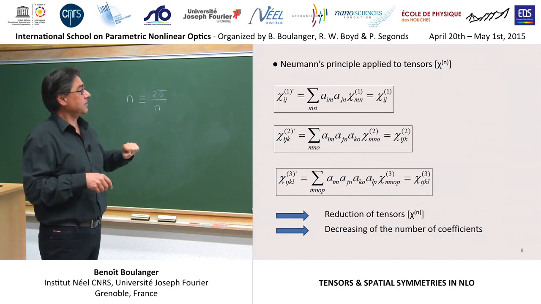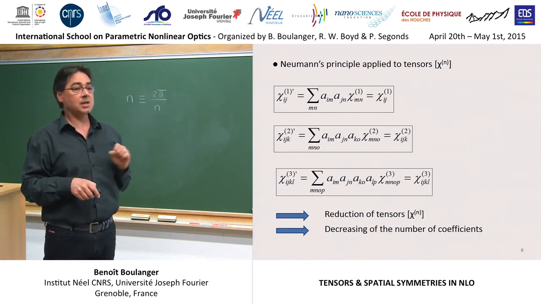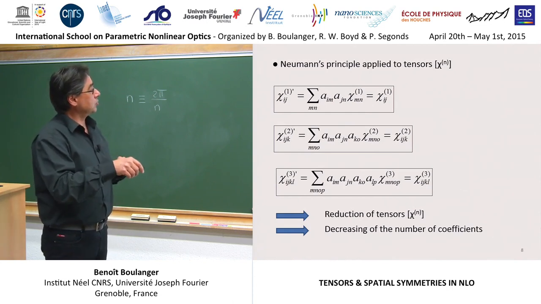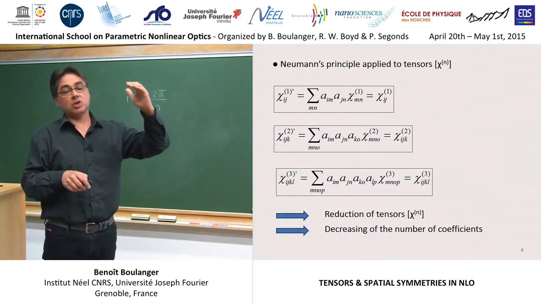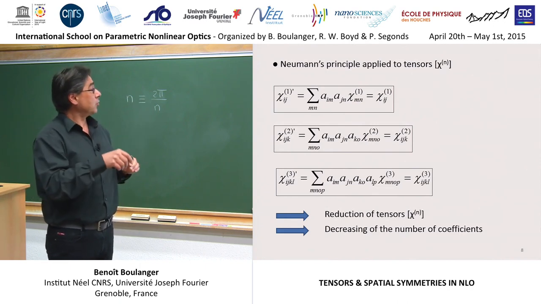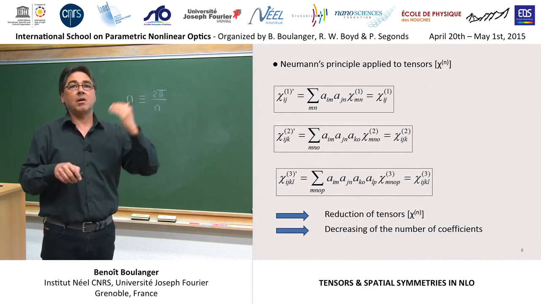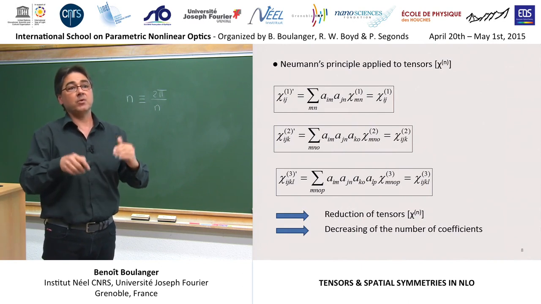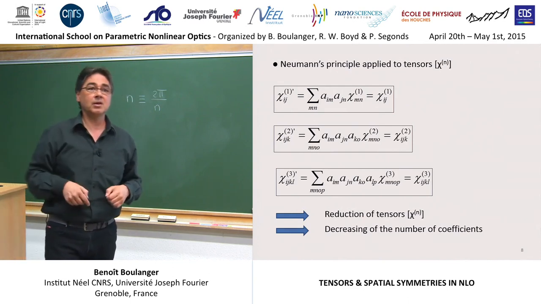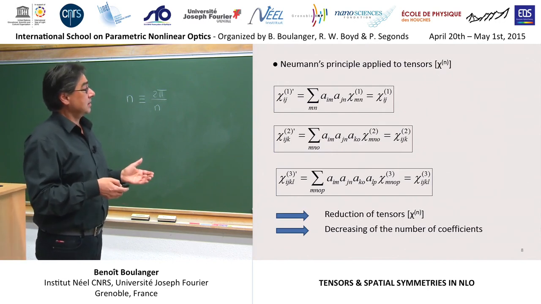And by doing this, it's very heavy because you take a given crystal class. Imagine you want to work on chi2, so you take each of the 32 crystal classes, and then you write this equation for all the symmetry operators of the crystal class. So it's very, very heavy. And there is no code to do that. So you have to do that using your head and a pen.